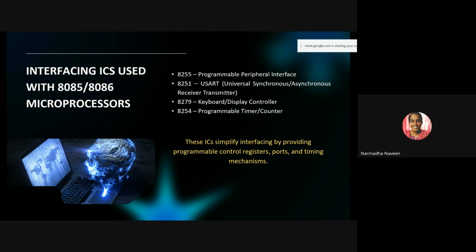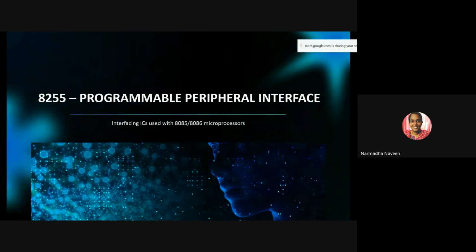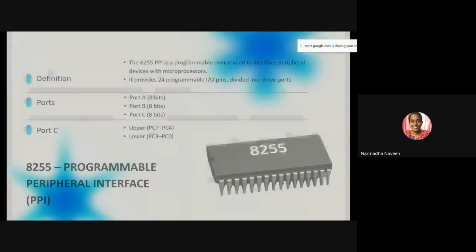For this interfacing, we'll be focusing on 8255, 8251, 8279, and 8254, and these are all the ICs that have been designed to interface with the 8085 and 8086 microprocessors. So first our focus will be on the 8255 programmable peripheral interface. How do we use this IC in order to interface with the 8085 and 8086 microprocessors?